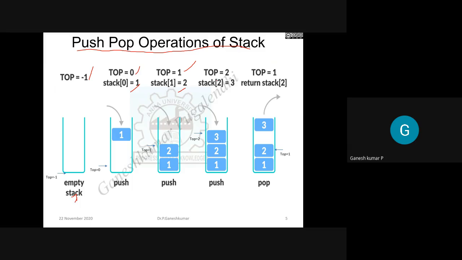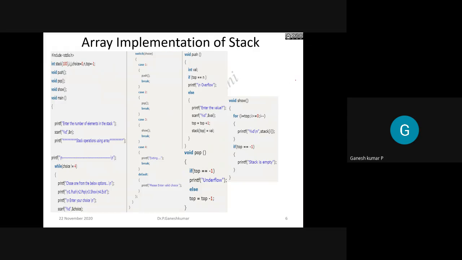You insert the second element, stack pointer goes to 2. You insert the third element. Likewise, the insertion is going up. If you want to pop the element, the top pointer is 2, so you have to decrement the top pointer to 1, and then return the element at the top pointer. This is the pop operation, and this is the array implementation. For each case, you have to discuss the array implementation as well as the pointer implementation.